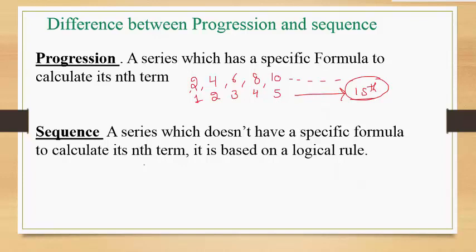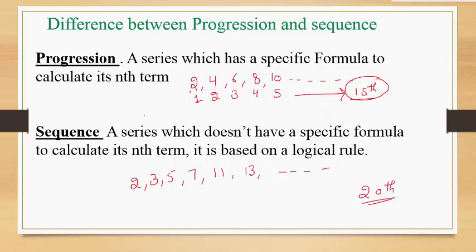But in sequence, like a sequence of prime numbers, say 2, 3, 5, 7, 11, 13, if I want to find out its 20th term, I can't find the 20th term directly by using any formula. Then this is a sequence. This is the very basic difference between a progression and sequence. If you have a formula to find its nth term, then this is a progression. If you have no formula to find the nth term of a series, then this is a sequence.